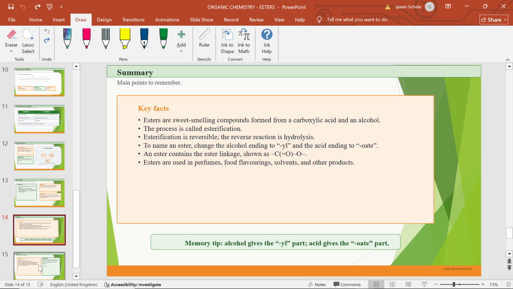To name an ester, change the alcohol ending to YL and the acid ending to OATE. An ester contains the ester linkage COO. Esters are used in perfumes, food flavorings, solvents, and other products. Memory tip: alcohol gives YL, while the acid gives OATE.